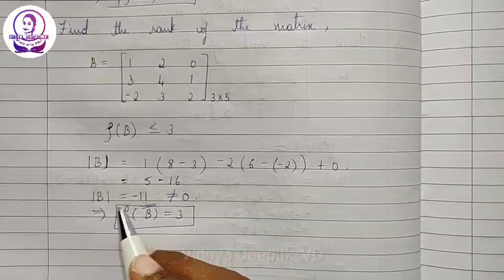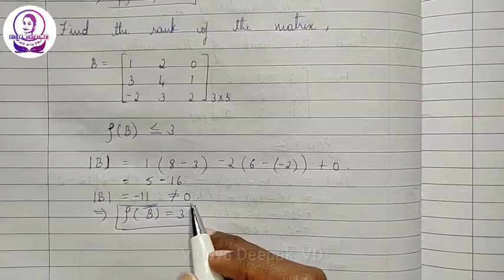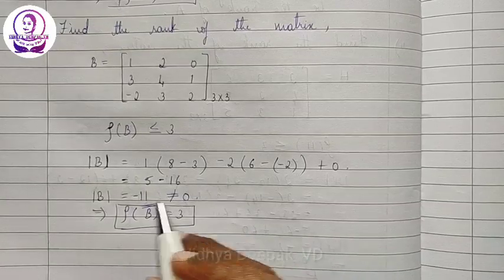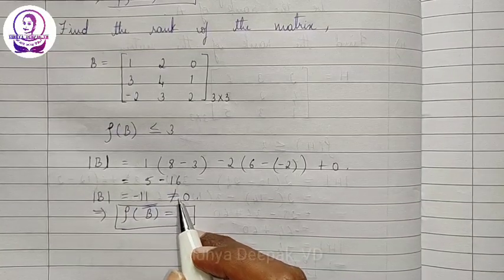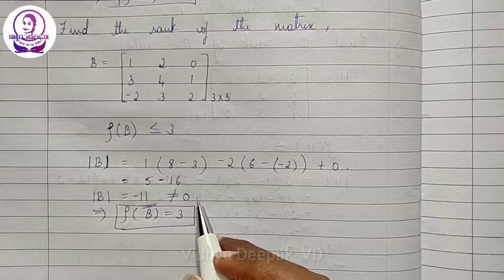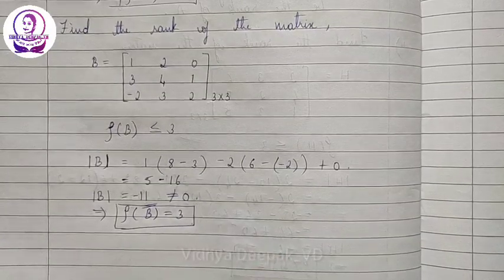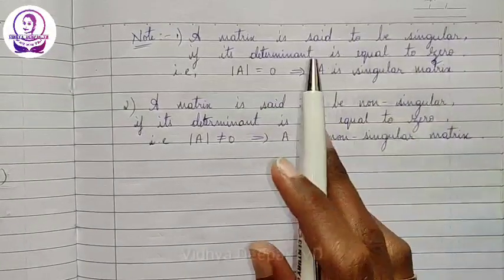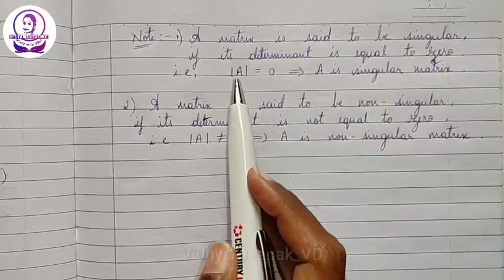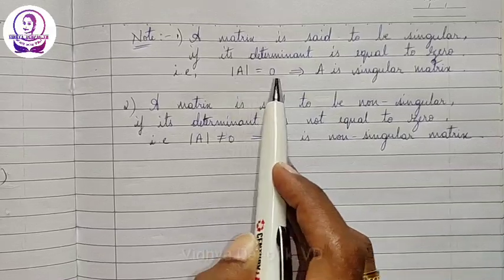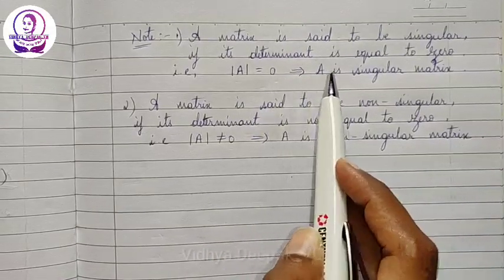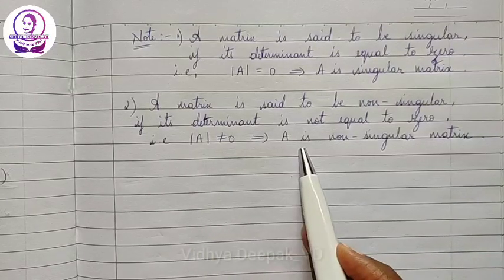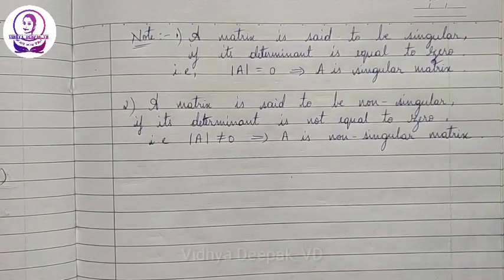So when the determinant is not equal to 0, we call that a non-singular matrix. If it is equal to 0, we call it a singular matrix. So these two things you have to keep in mind. A matrix is said to be singular if its determinant is equal to 0. That means if the determinant of a given matrix A is equal to 0, A is a singular matrix. If the determinant is not equal to 0, A is a non-singular matrix.